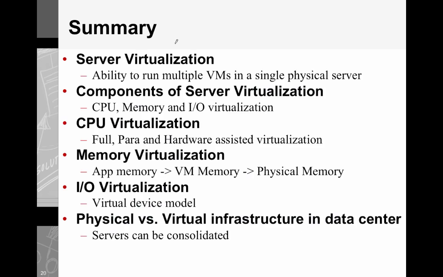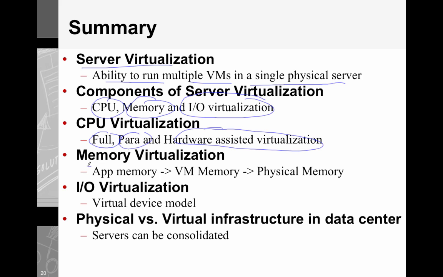In summary, server virtualization is the ability to run multiple virtual machines in a single physical server. There are several components that make up server virtualization, and they are CPU virtualization, memory virtualization, and I/O virtualization. We looked at all 3 of them. CPU virtualization is breaking the CPU across the different virtual machines, and we learned that there are several kinds of CPU virtualization. There is full, para, and hardware-assisted CPU virtualization. Different cloud providers, different hypervisors use different virtualization technologies.